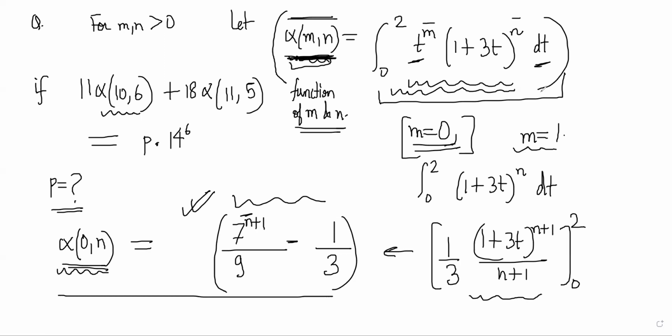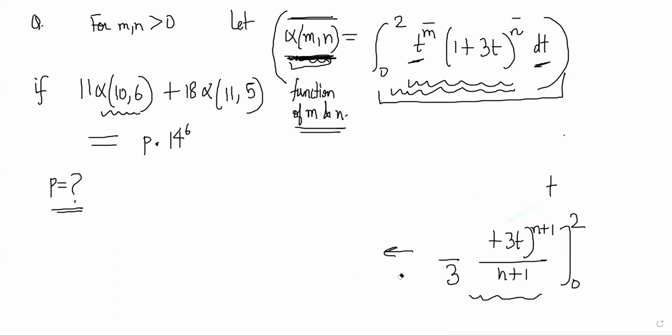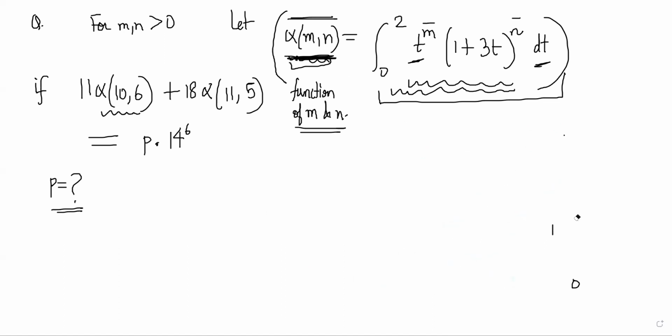Yes, sir. It's p equal to 32. That is correct. P is equal to 32 is correct. Okay. The point that I'm saying is, for different values of m and n, the value of the integral will be different. It will depend on the values of m and n, right? Yes, sir. They are asking you alpha 10, 6 and 11, 5. They are asking you if m was 10 and n was 6, what is this? If m was 11, n was 5, what is this? And find this whole combination, right?